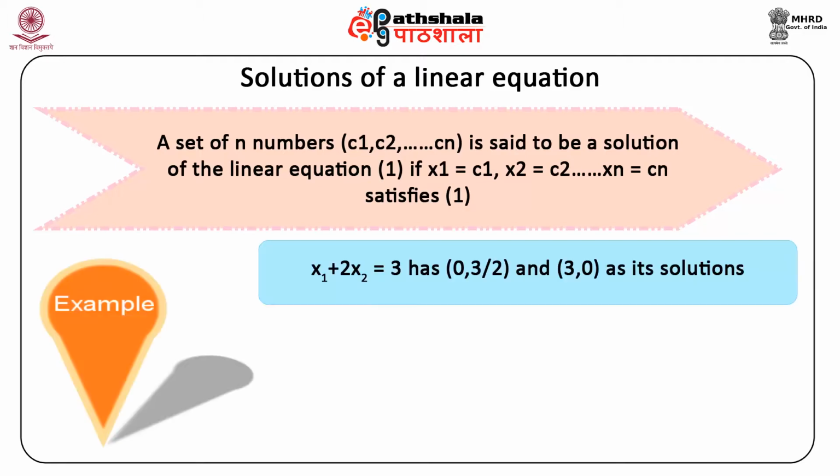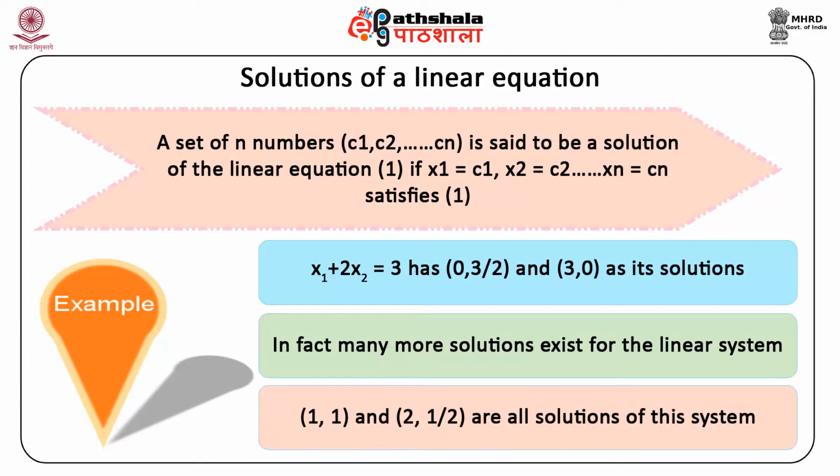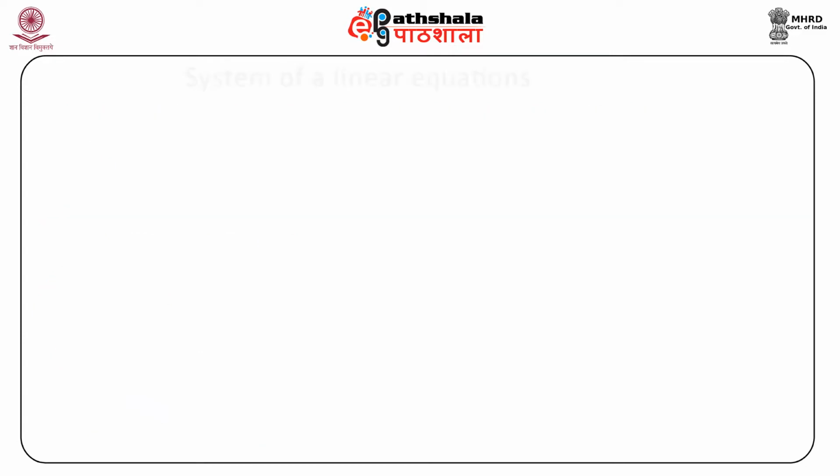For example, x1 plus 2x2 is equal to 3 has (0, 3/2) and (3, 0) as its solutions. In fact, many more solutions exist for the linear equation, as (1, 1) and (2, 1/2) are all solutions of this equation. System of linear equations.